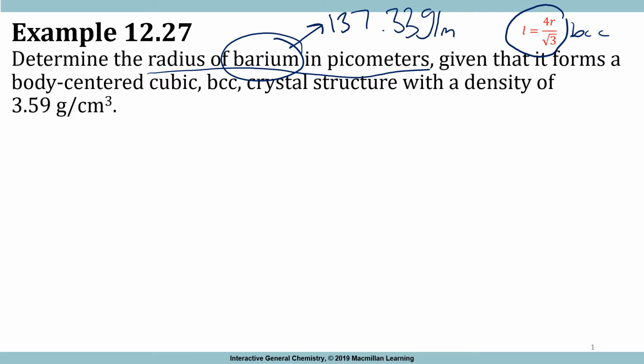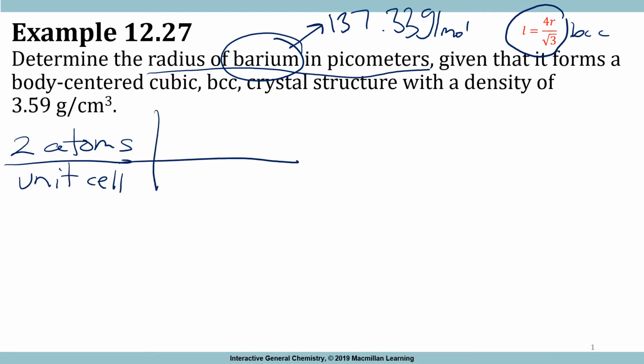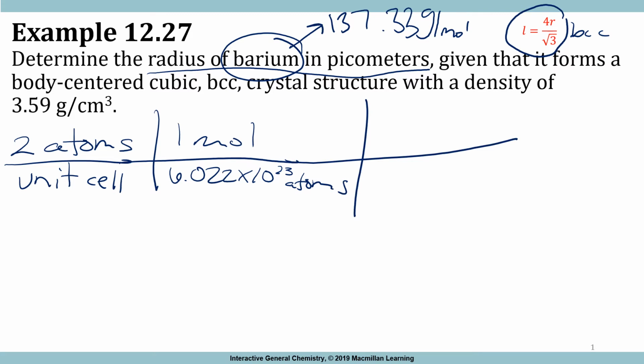137.33 grams per mole. And it's also important to know that in a body-centered cubic unit cell, there are 2 atoms per unit cell. So if I want to get this to grams, I'm going to need to do the same method as before, so 1 mole divided by Avogadro's number. And then I'm going to multiply that by the molecular weight of barium. So I can cancel out atoms, and I can cancel out moles.